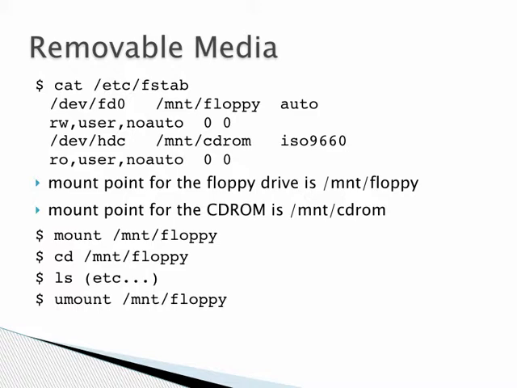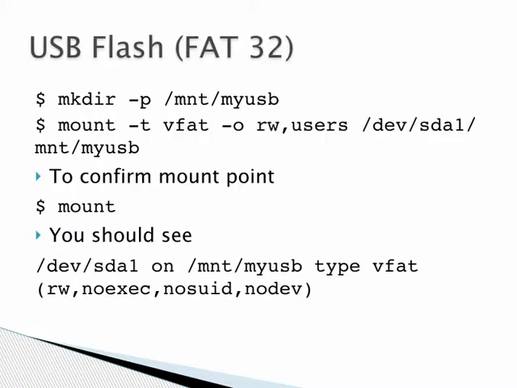We then change into that directory, and if we have a look, we've got all the floppy stuff there. So it can be as simple as that. Then when you're finished, don't forget to unmount it or you can't unplug the device. USB is the example on the next one, because we can have different types of USB.